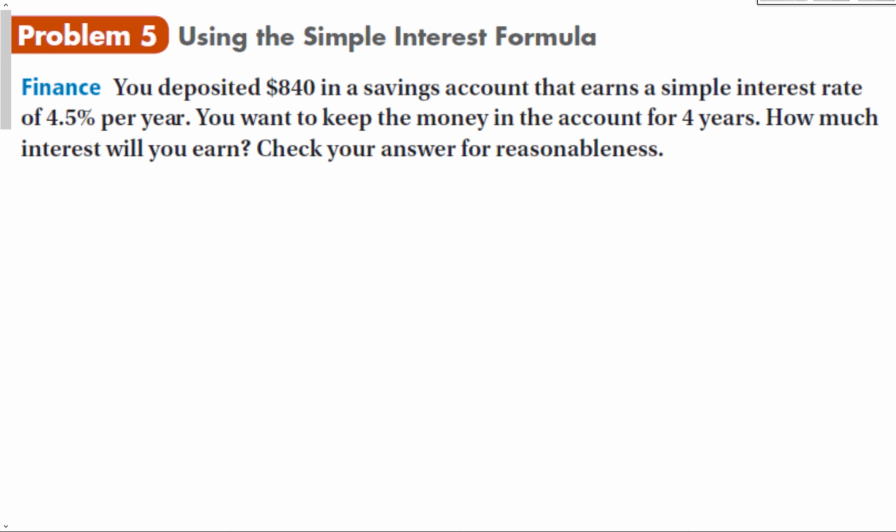So you deposited $840 in a savings account that earned simple interest rate of 4.5% a year. You want to keep the money in the account for 4 years. How much interest will you earn? Is your answer reasonable? Well, let's check it out. So I is equal to principal times rate times time. So the interest that I earn is equal to the principal, the amount of money I start with, my interest rate, 0.045 as a decimal, and time, 4 years.